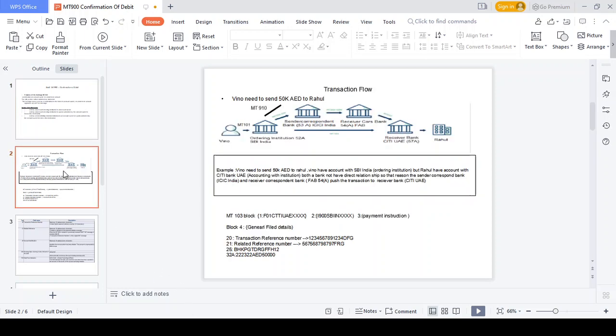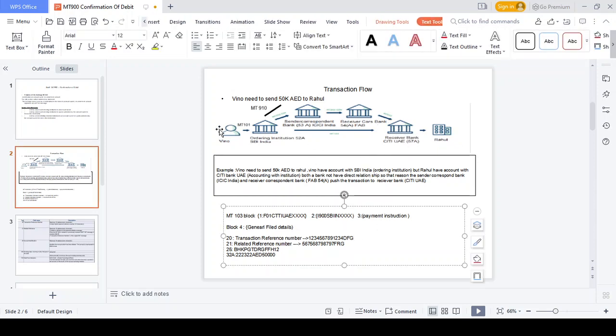Look at this slide. First we will look at the direct banking relationship, where both banks have a direct banking relationship, and how the entry happens. Take this example: we need to send 15k AED to Rahul. In this scenario, the ordering institution is SBI India and the receiver bank, where Rahul has an account, is Citibank UAE. Both have a direct relationship. For the MT103, the fund is debited from the NOSTRO account and credited to Rahul. How does it work?